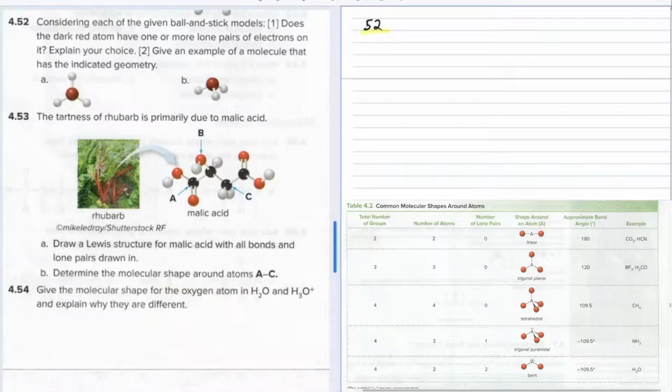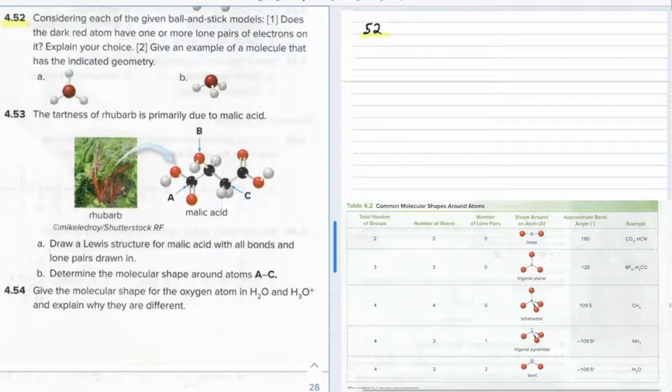Problem 52. Considering each of the given ball and stick models, here they are, does the dark red atom have one or more lone pairs of electrons on it? So looking at the dark red atoms, explain your choice, give an example of a molecule that has the indicated geometry.